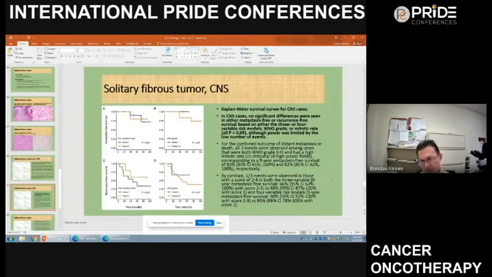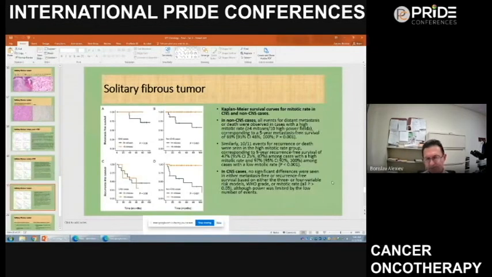69%. In CNS cases, however, no significant differences were seen in either metastasis-free or recurrence-free survival based on the 3 or 4 variable risk models, the WHO grade, or mitotic rate, although the power was limited by the lower number of cases. For the combined outcome of distant metastasis or death, all 3 events in the CNS were observed among cases that were both grade 2 or 3, in other words, meet criteria for malignancy, and had a high mitotic rate, corresponding to a 5-year metastasis-free survival of 83% and 82% respectively.